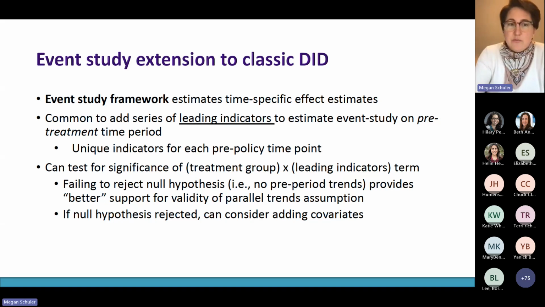So if you fail to reject the null hypothesis of these interaction terms with leading indicators, then you have concluded that the groups don't have differential trajectories in the pre-period. But again, at the risk of being redundant, that test would not provide actual support for the inherently untestable parallel trends assumption.